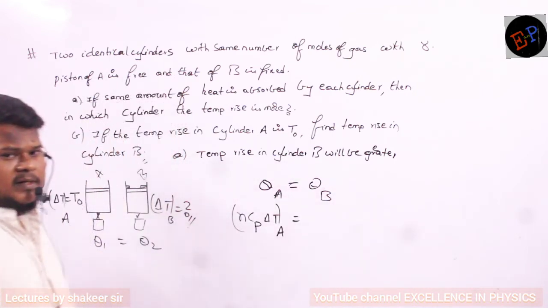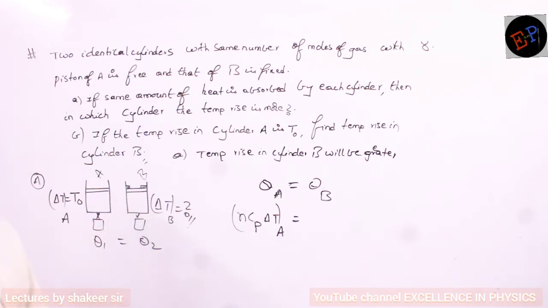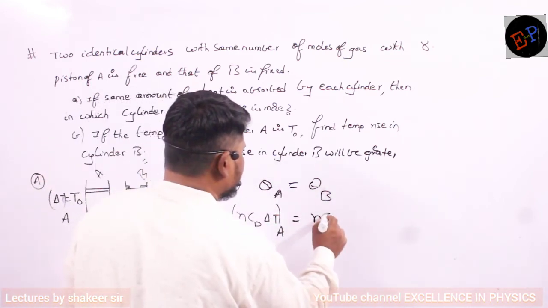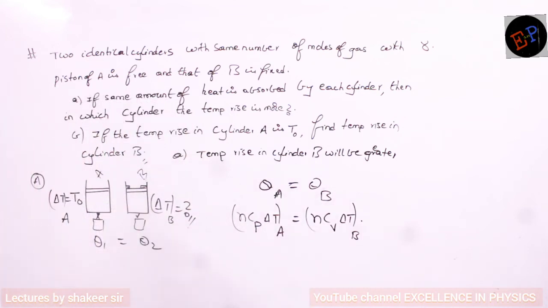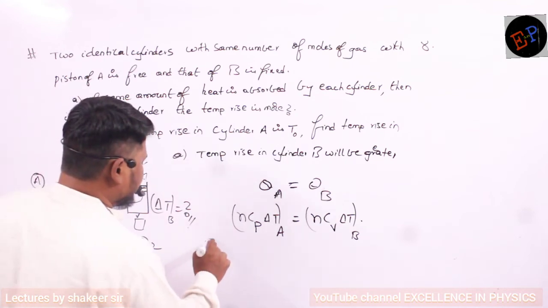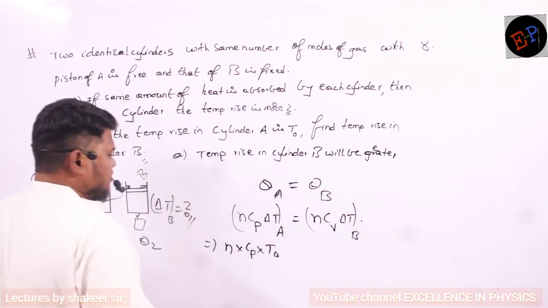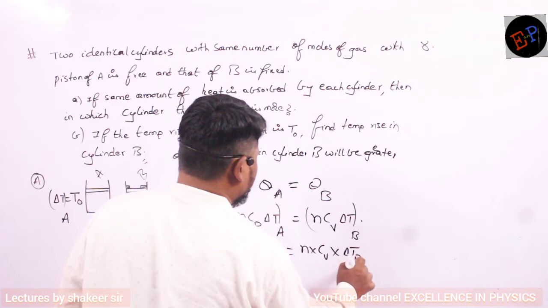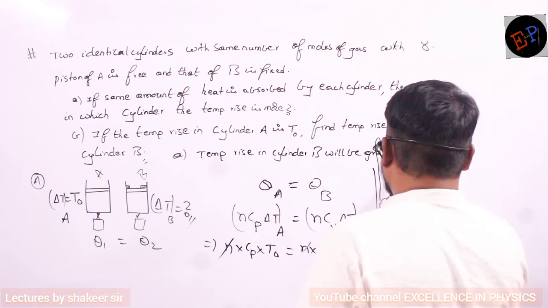And in the second cylinder, we are heating the gas at fixed volume. The piston is not movable, no? So fixed volume means heat energy supplied, as we have already written, is nCv delta T of cylinder B. So change in temperature in A is how much? T0. So you write down n multiplied by Cp multiplied by T0 is equal to n multiplied by Cv multiplied by delta Tb. Number of moles are the same, no? Clear?